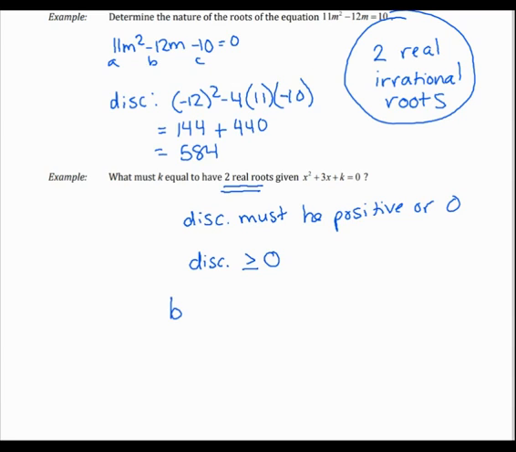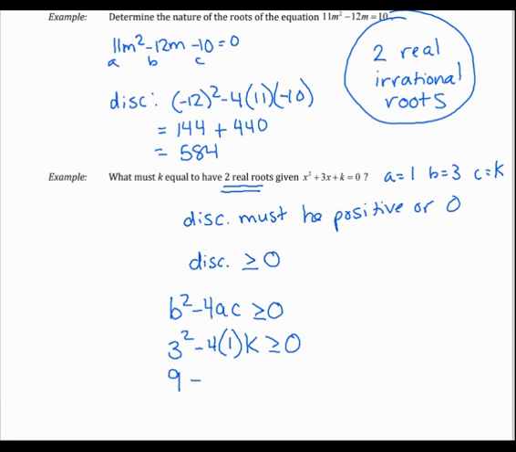Our discriminant is b squared minus 4ac. So I'll pop those values in. My a value is 1, the b value is 3, and my c value is k. So b squared minus 4ac has to be greater than or equal to 0. Let's keep solving. 9 minus 4k has to be greater than or equal to 0.